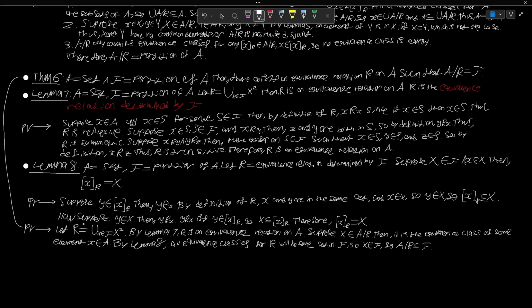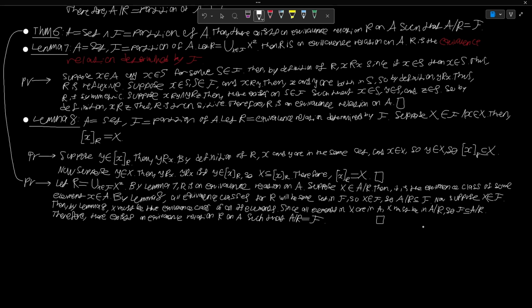And to start the proof, we'll let R be, of course, the equivalence relation determined by F, and by lemma 7, R is an equivalence relation on A. So now if we let big X be in A modulo R, by definition of A modulo R, we know that X is the equivalence class of some element x in A. And by lemma 8, all equivalence classes for R will be some set in F. So since X is an equivalence class, X is in F. And since big X is arbitrary, we can generalize this to saying that A modulo R is a subset of F.